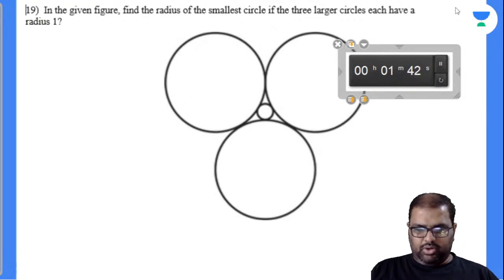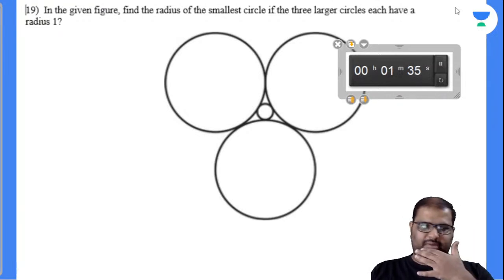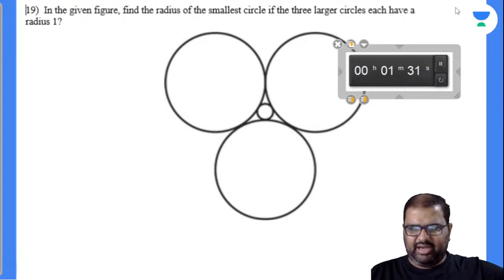Trust me, those who follow this geometry and mensuration classes, you can get full marks here. We are doing the best questions. We are not doing any P by Qs. We are doing the best questions. P by Qs are available everywhere.